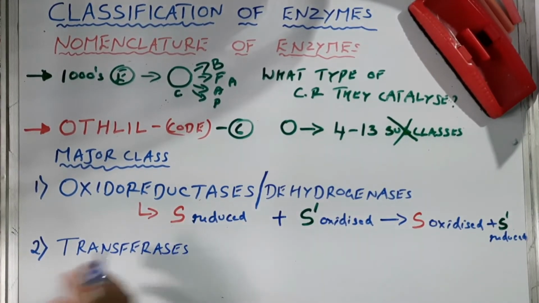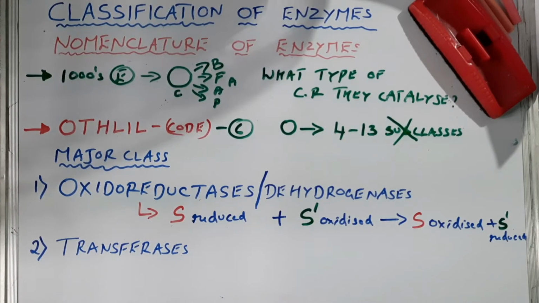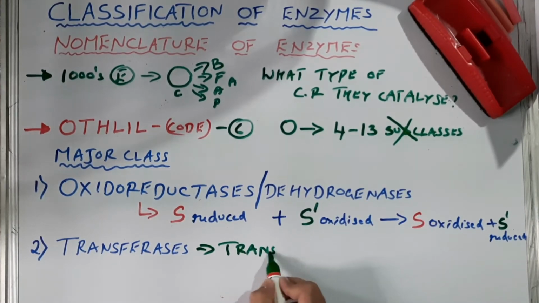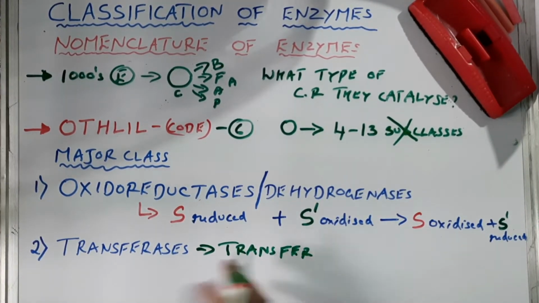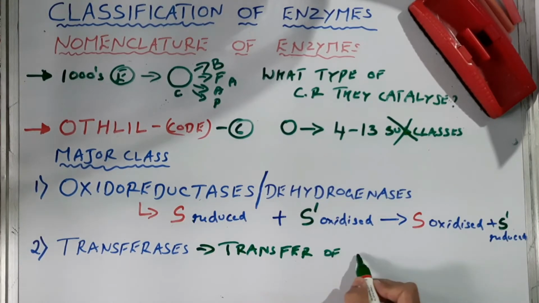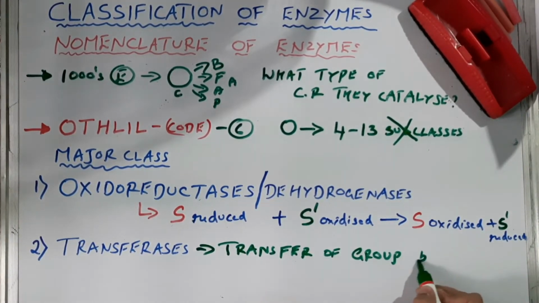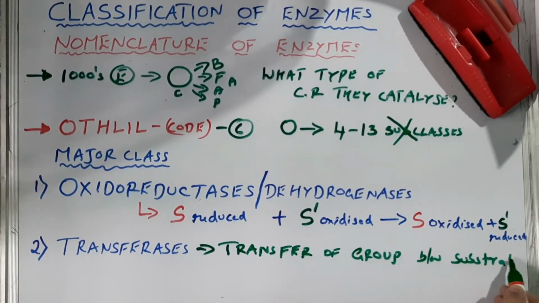Transferases. Very simple. In the major class name itself, the function is given. They are going to bring transfer of what? Transfer of a group between the substrates. So we'll see here. The main function of this enzyme is the transfer of a specific group between the substrates. If two substrates are there, they are going to shift the group from one substrate to the other substrate.